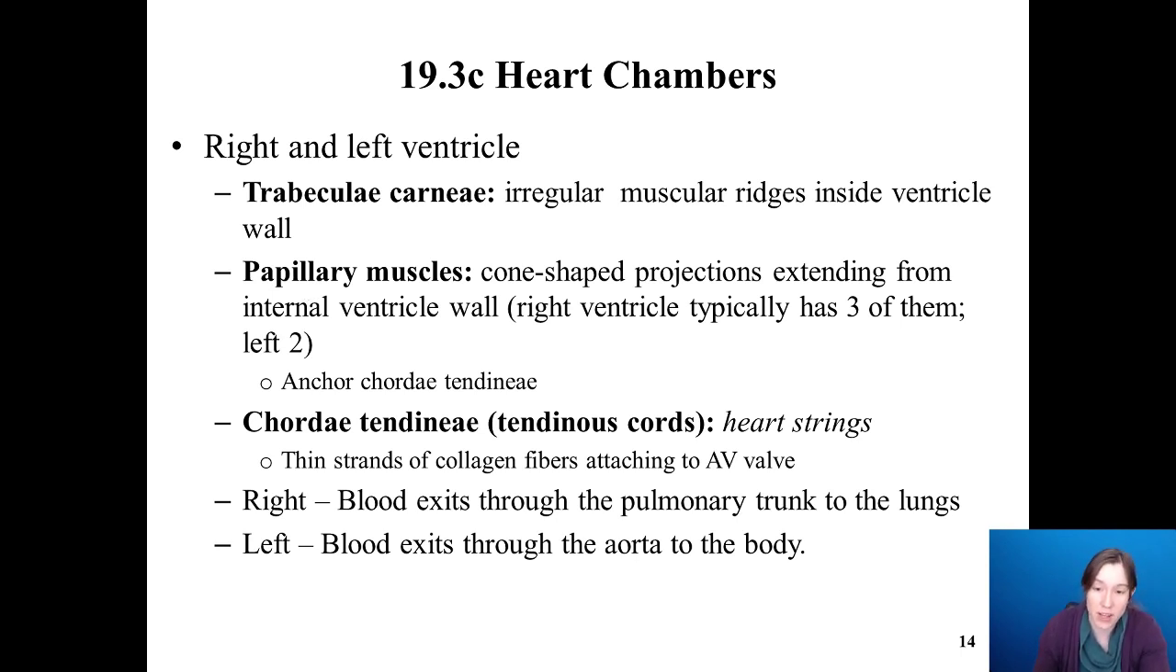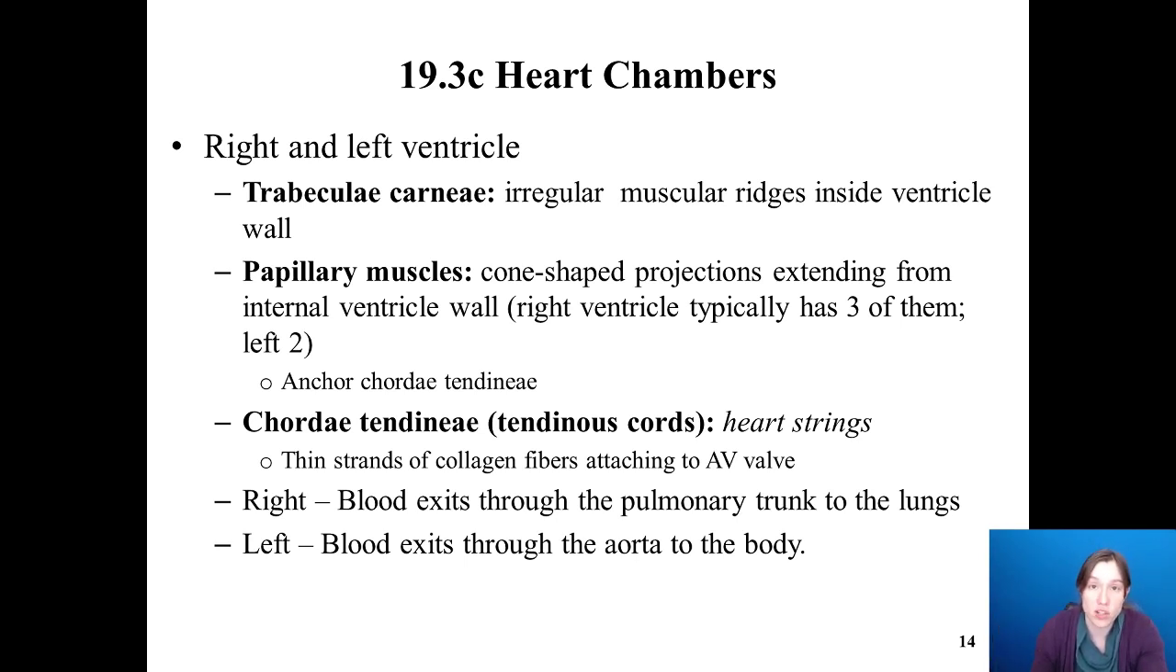The right ventricle has at least 3 of them, the left has at least 2, and they're going to anchor the chordae tendineae. The chordae tendineae, or heart strings, or tendinous cords, are thin strands of collagen that attach to the atrioventricular valves. So the papillary muscles attach to the chordae tendineae, and then the chordae tendineae attach to the leaflets of the AV valve.